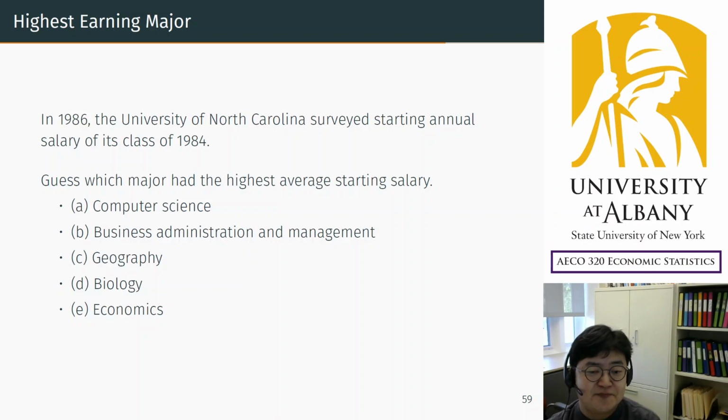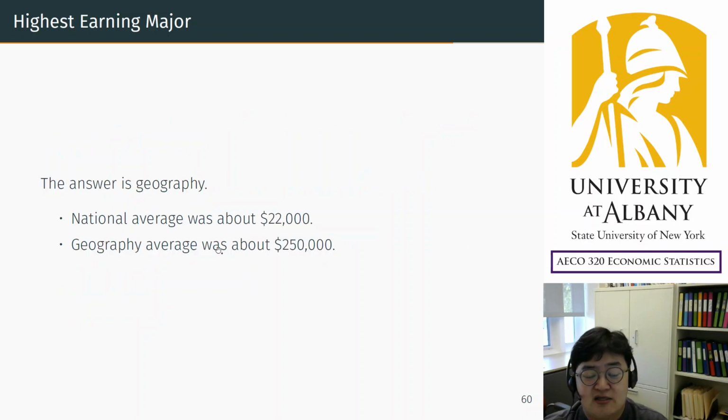The answer is geography. Why? I believe if you did not pick the other slide, the next slide, most of you would not think geography as the answer. But the answer is geography, whose average is $250,000. The average was $250,000 when the national average was only 22,000, more than 10 times. But why? What's going on with geography?